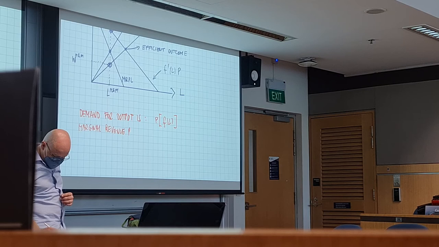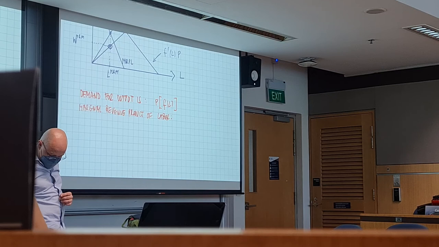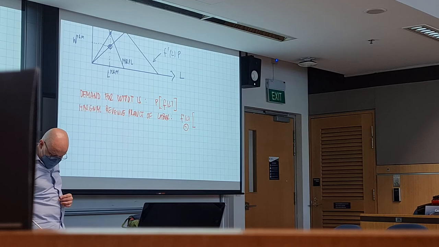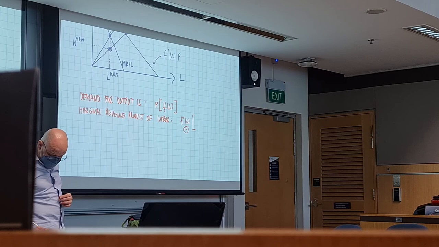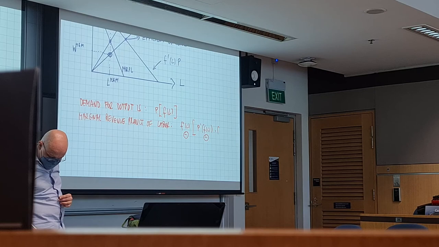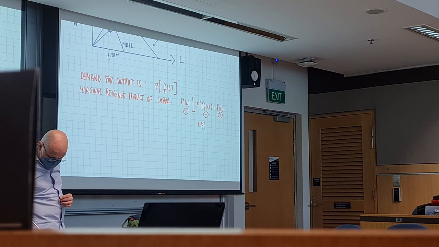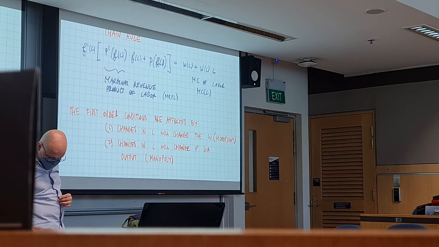Of labor is what? F prime of L, and this is negative, the law of diminishing marginal product of labor, times P prime over F of L, and this is negative, times F of L, and this is positive, plus P over F of L, which is positive, and that's it.